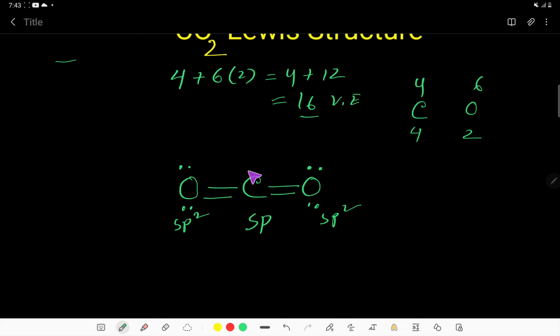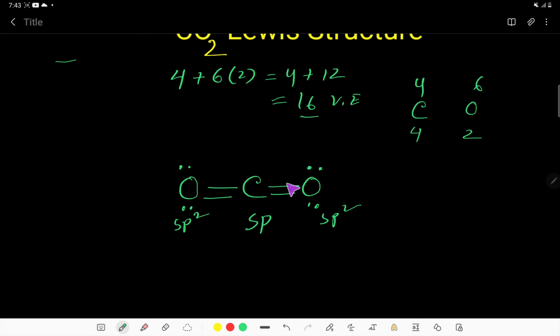And look, there is no lone pair on the carbon, but for this oxygen, this is 1 region and this is 2, this is 3. That is, its steric number or number of electron regions is 3. That is why it is sp2, that is 1 s and 2 p, right? Can you tell me what is the molecular shape of this CO2 molecule? The molecular geometry of the CO2 molecule is linear because there is no lone pair over the carbon.